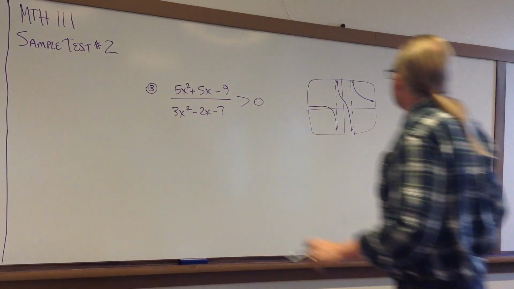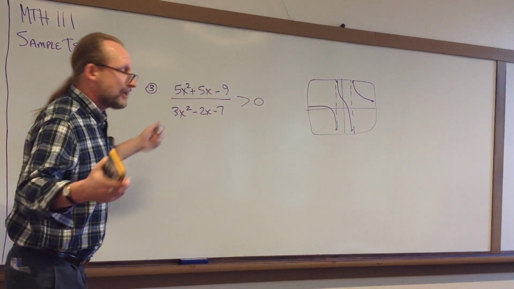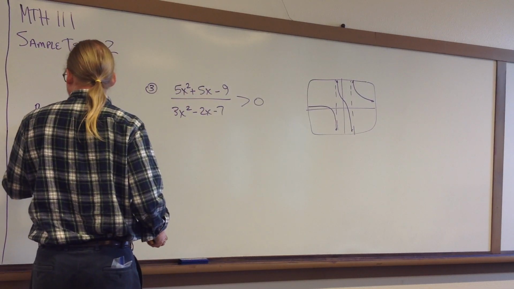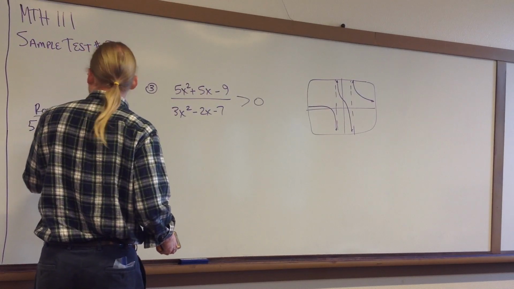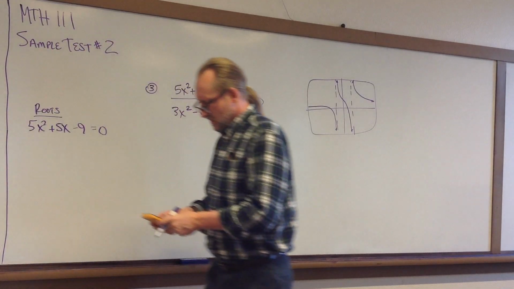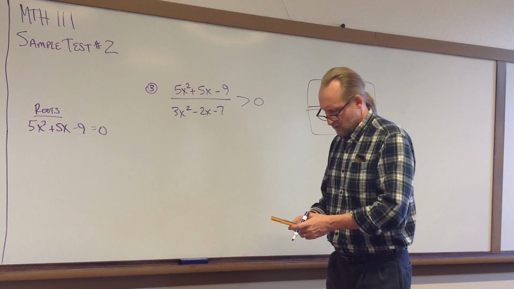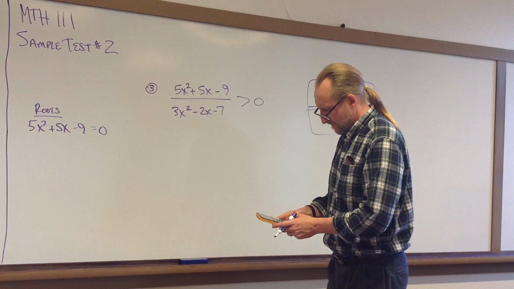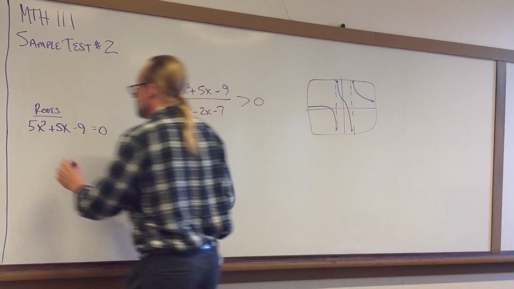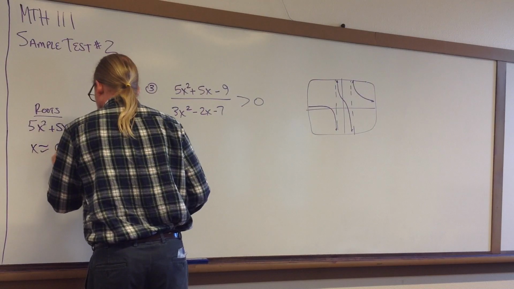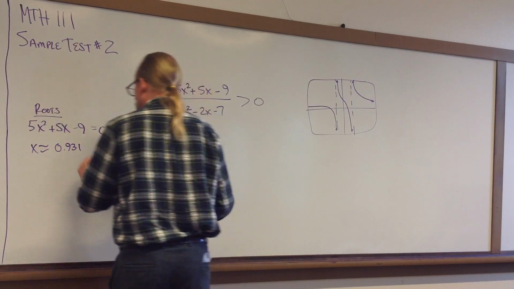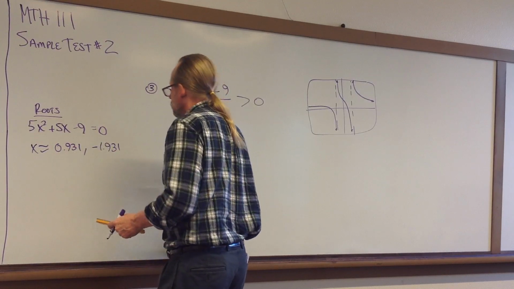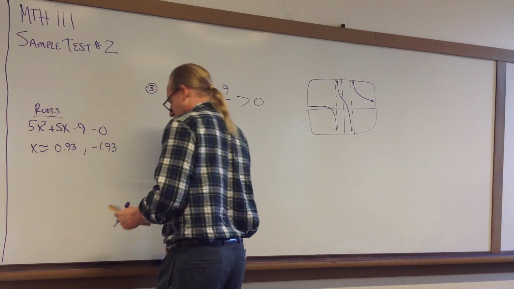Okay, so you can use the root finder on the calculator to find those roots if you want to. You can also use the quadratic formula. Let's see here. I'll use the quadratic. 5, 5, negative 9. So this is going to be x equals 0.931 and negative 1.930. Oh, these are 932. We've got to round up.